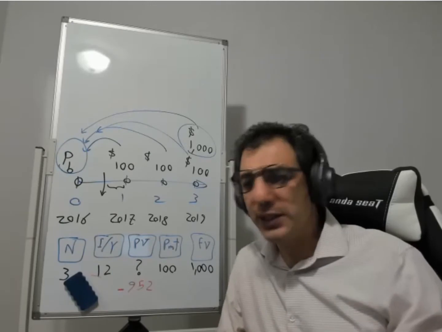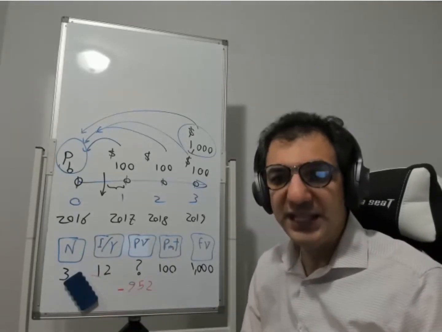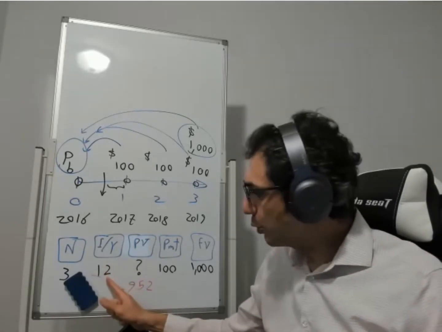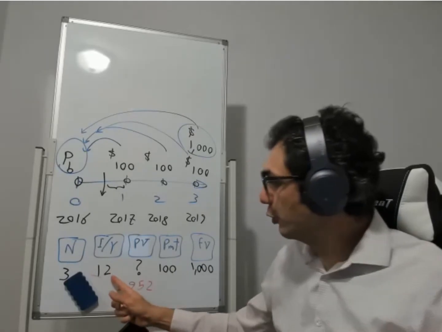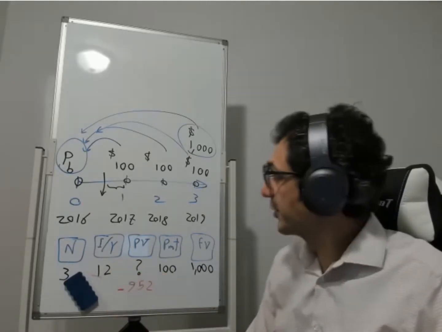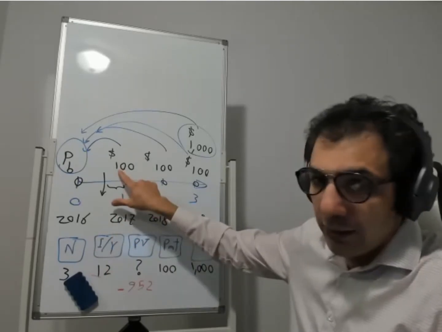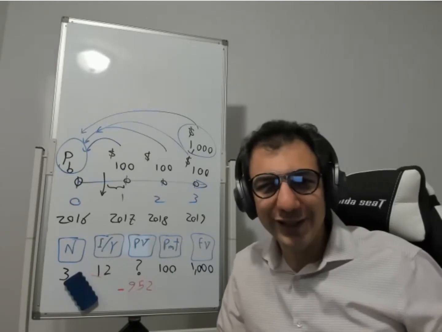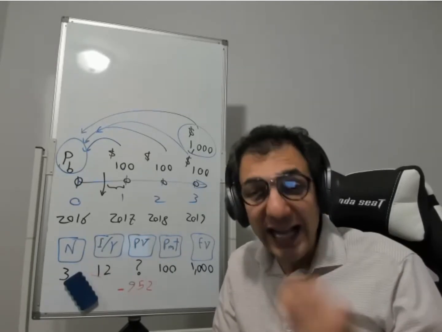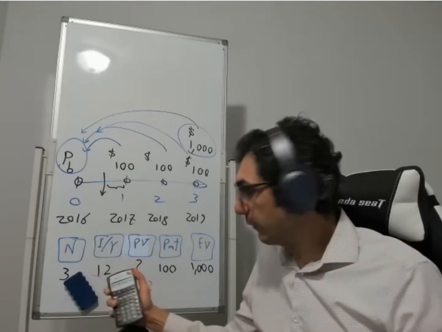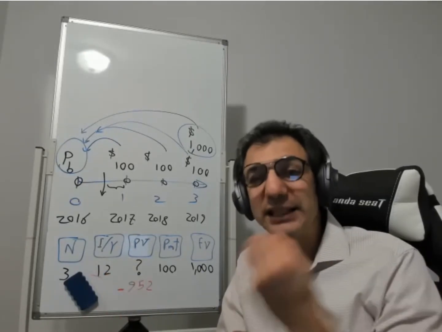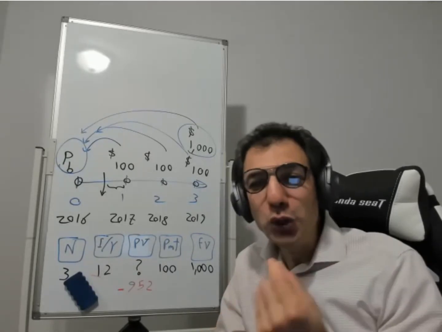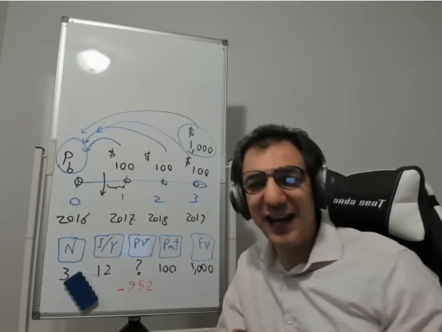You are paying $952 for this bond. Now, what happened? You notice I used 12% as my discount rate or interest rate, or we call that YTM as well, yield to maturity. And this 12% is actually greater than the coupon rate, which was 10%. So your coupon rate was 10%, gave us a $100 coupon payment. Your expected return is 12%. Since what you want, which is 12%, is greater than what you are actually receiving, the coupon rate of 10%, you are paying less than face value.